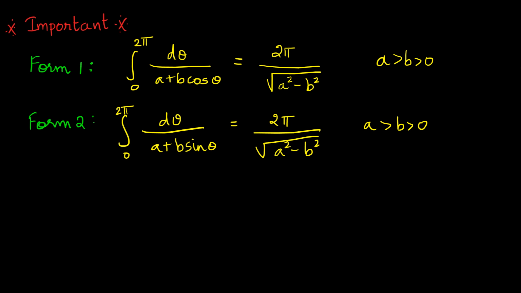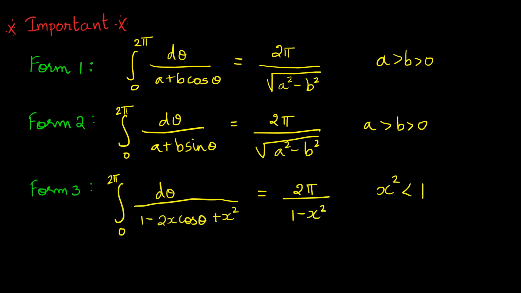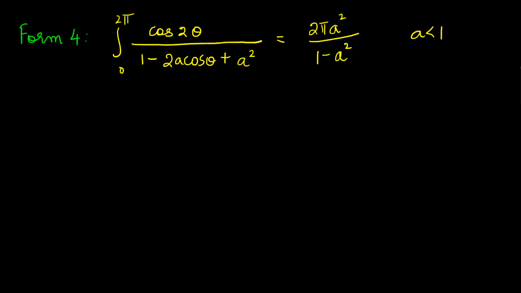Here sin theta and cos theta have the same formula. So even if you put cos theta or sin theta, you're going to get the same answer. And this is form 3 and this is form 4. Now in your form 4, you can find cos 2 theta in your numerator.